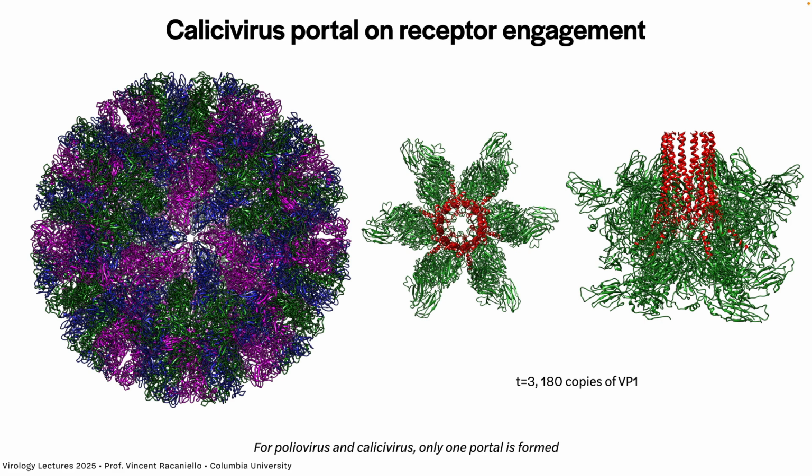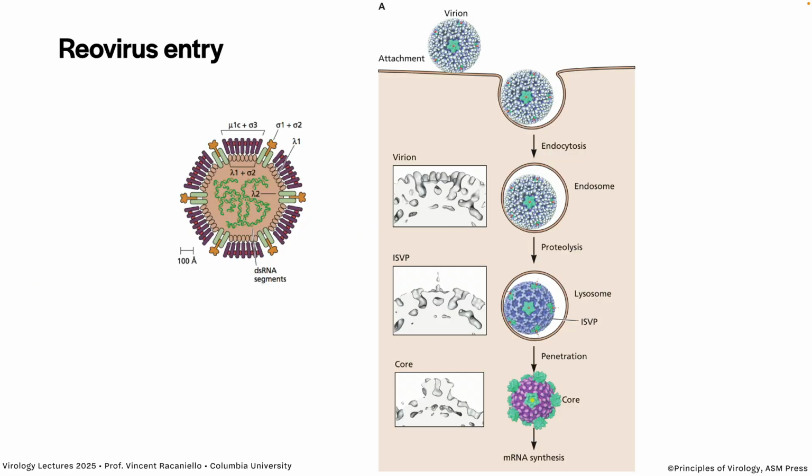Maybe that's why the particle to PFU ratio is so bad, because the portal forms, no RNA here, move on, right? Maybe it forms in the wrong place, or maybe there's a better mechanism. It's an interesting question that needs to be solved.